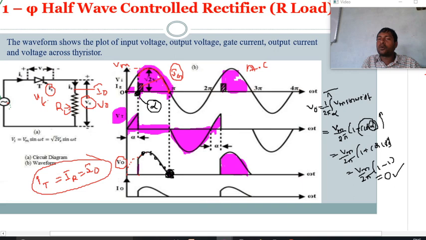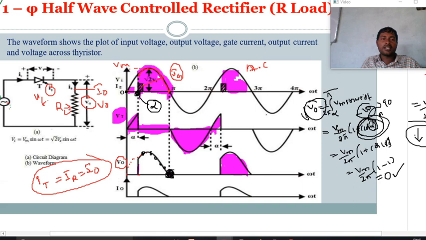And if alpha is equal to 90 degrees, what will happen? Vm by 2 pi into 1 plus cos 90 will be 1 plus 0. So if the angle increases, the cosine term becomes negative and this value reduces, so the resultant output voltage decreases as alpha increases. These are the terms which we should remember.